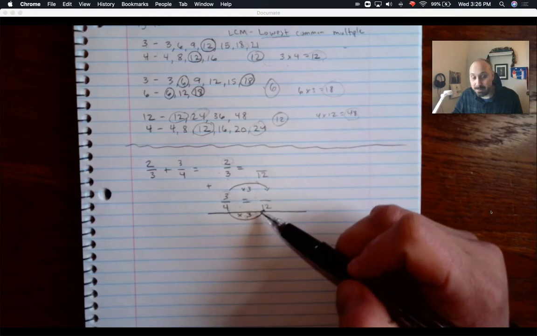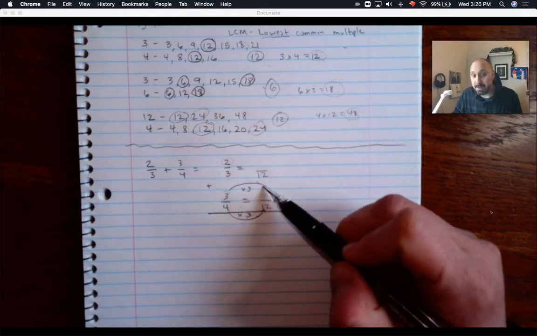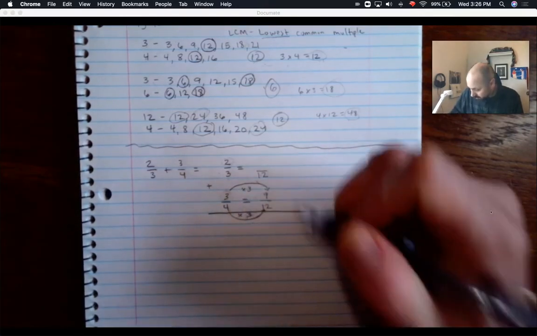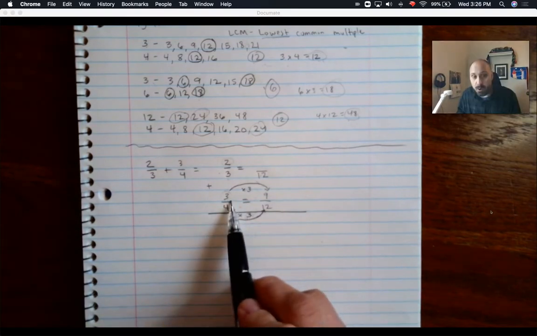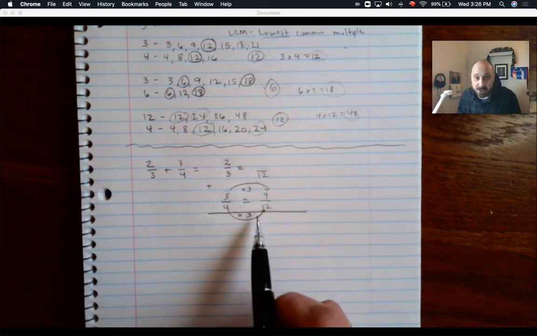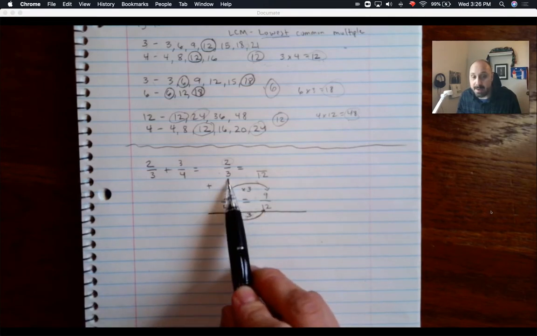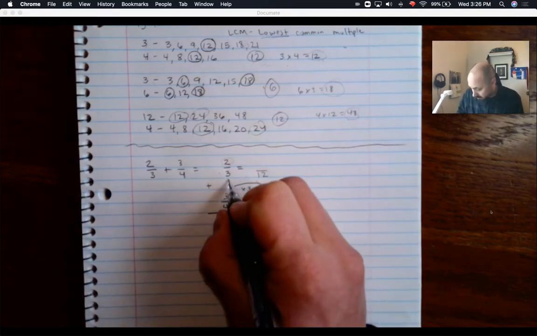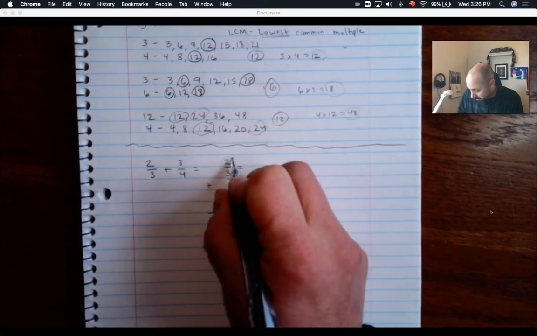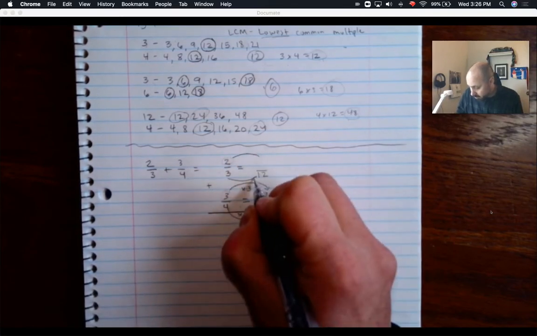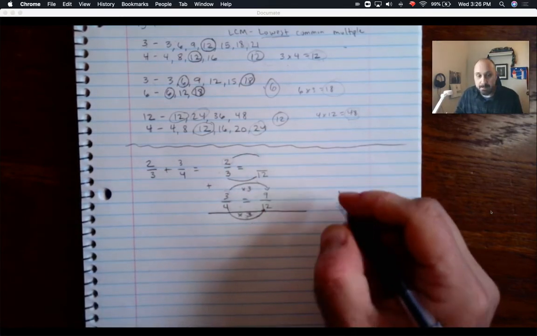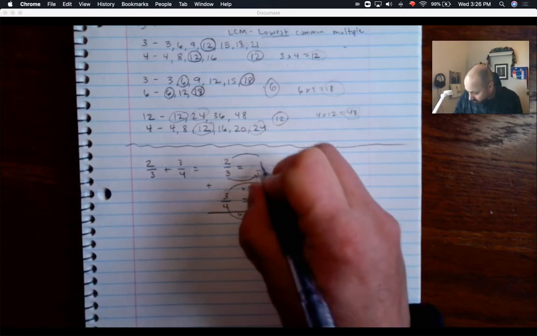So 4 times 3 is 12. 3 times 3 is 9. So 3/4 is 9/12. It's the same fraction. It's just now we're putting the pieces into twelfths instead of fourths. And then now we're going to do the same thing for 2/3. Do my rainbows. Okay. Put an arrow if you want.